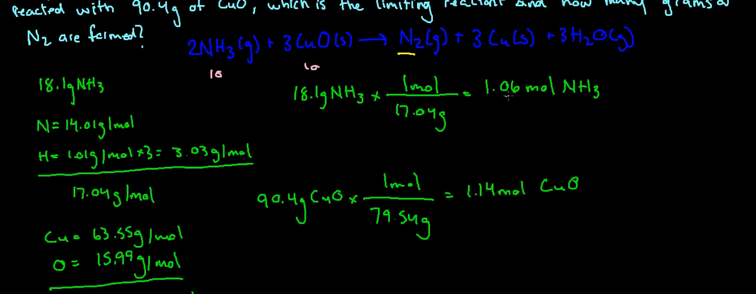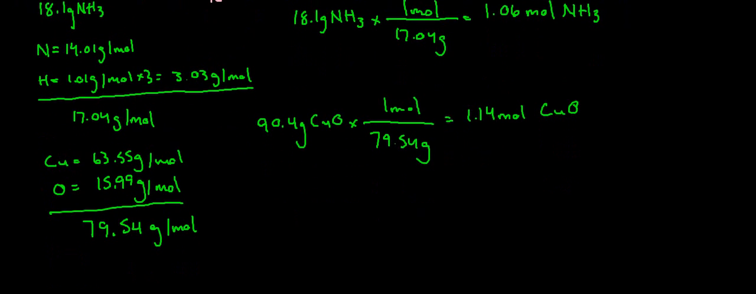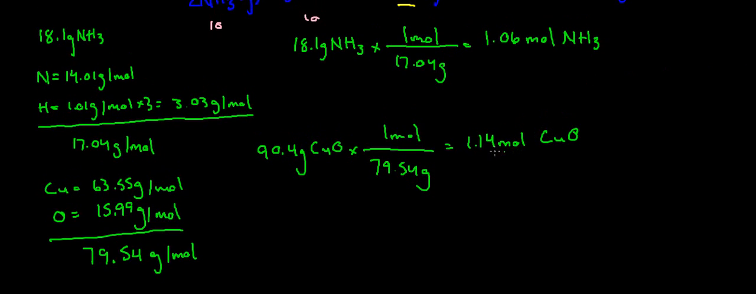If it's less than this amount, then copper is in excess, and then NH3 is the limiting reactant. This will be easier to explain once I do it. Let me just go ahead and do it. So I'll pick copper. I'm going to figure out how much NH3 is required to react all of this copper.